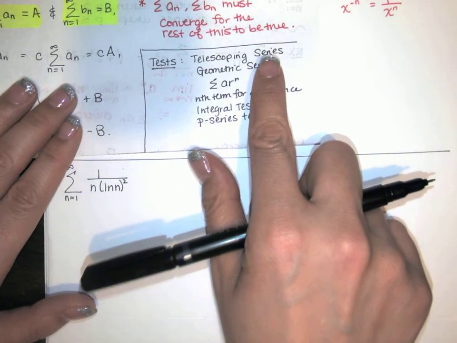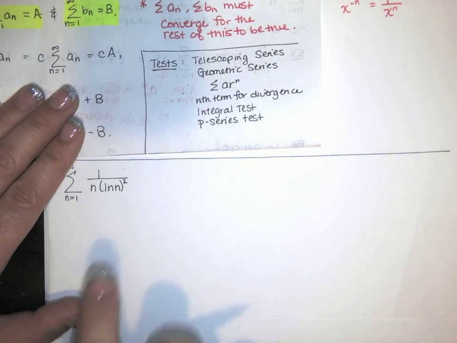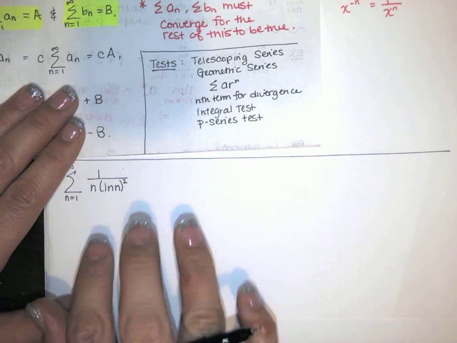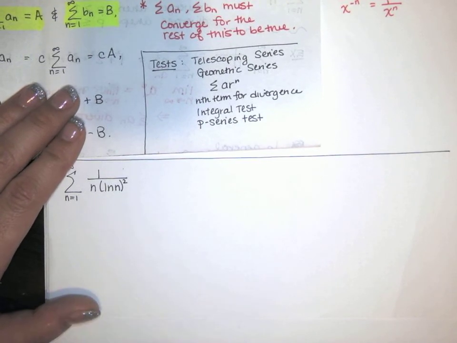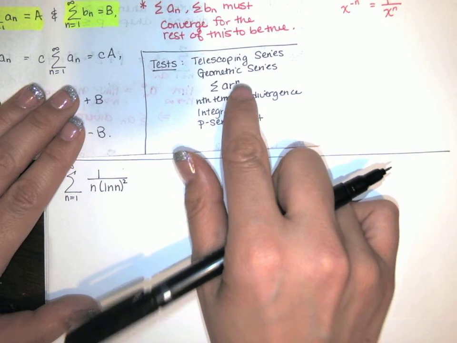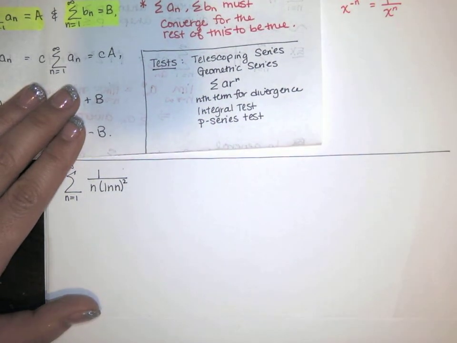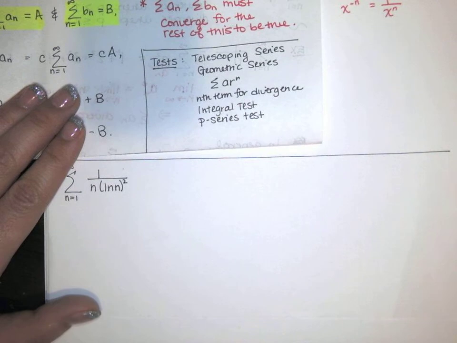Is it telescoping? No, I'm not subtracting the same function from itself evaluated at n and n plus k, so no, it's not telescoping. Can I use partial fractions or something like that to rewrite it as telescoping? No, I can't. Geometric? Do I see constants times constants to the nth power, or something that can be manipulated to look like that using exponent properties? No, I got a natural log of n.